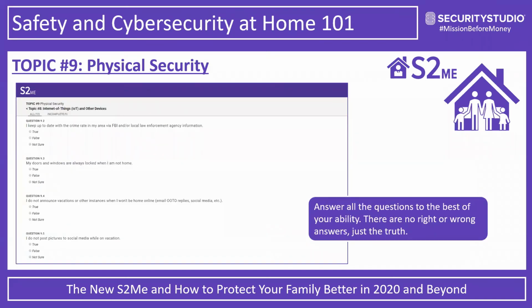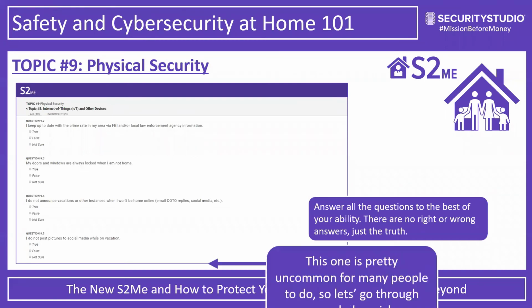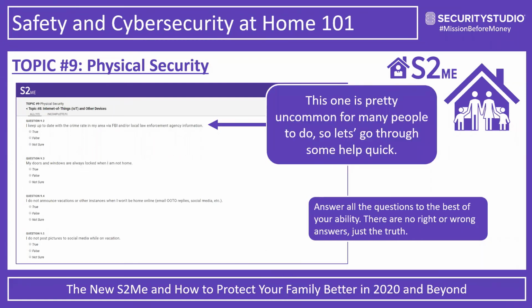So we're going to ask some more detailed questions around this. Question 9.2, I keep up to date with the crime rate in my area via the FBI or local law enforcement agency. It's really uncommon for people to do this. As a matter of fact, I myself had not even checked my own statistics for my neighborhood until I got the slide deck from Evan earlier today, and I went, oh, I should probably look into that.